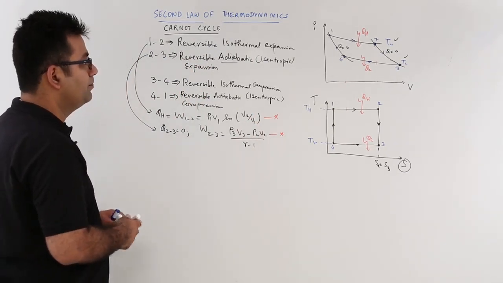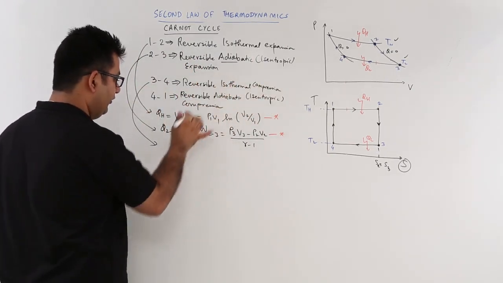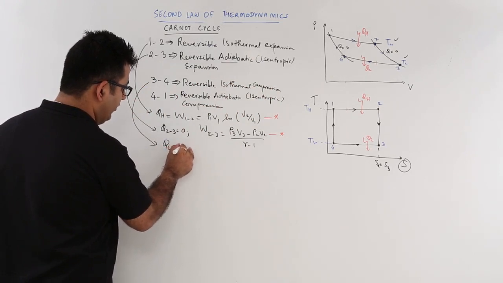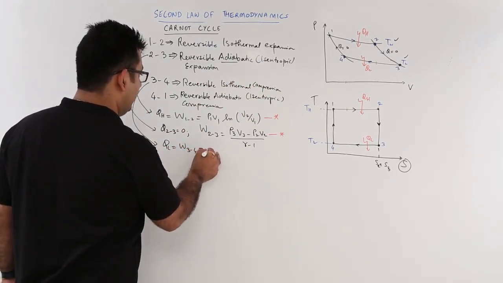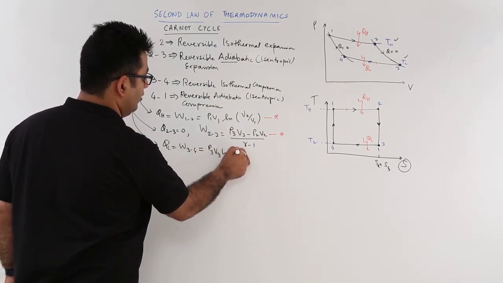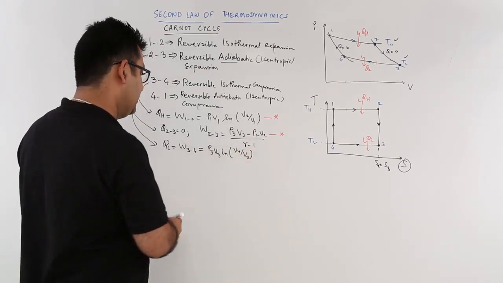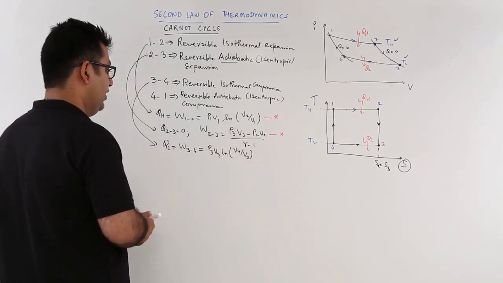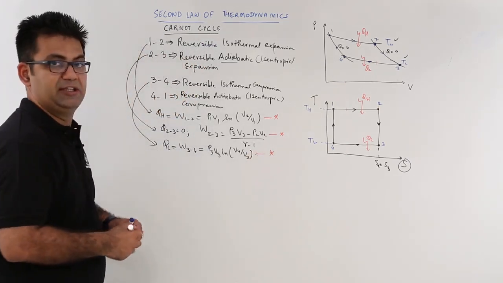Now let's come to process 3-4. For process 3-4, QL will be equal to W34, isn't it? That would be equal to P3 V3 natural log V4 by V3. That is again isothermal work, wherein the isothermal work and the heat lost are the same.